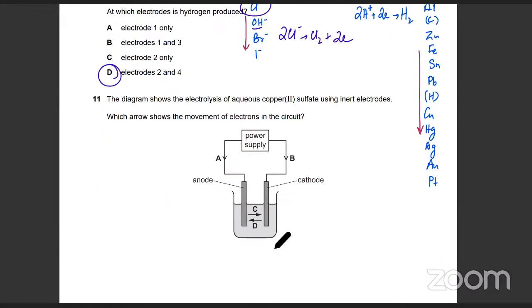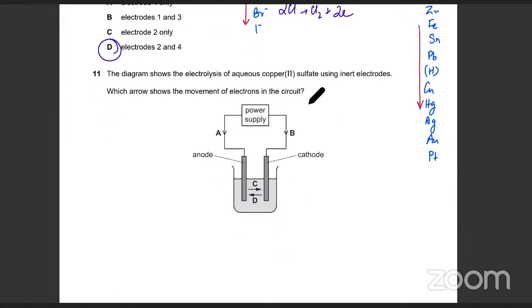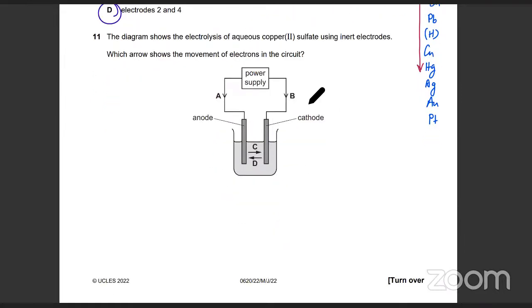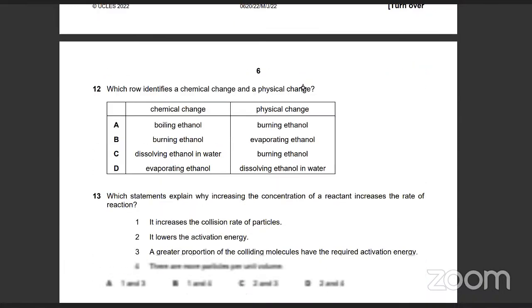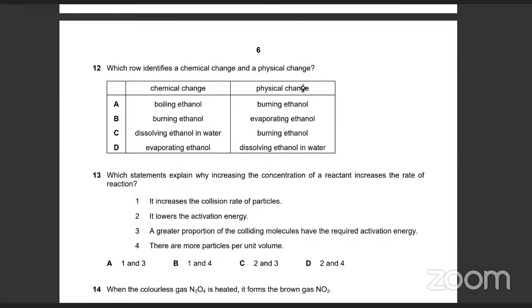Next part. The diagram shows the electrolysis of copper sulfate using inert electrodes, which shows the movement of electrons. So it will be B because that's the cathode. Electrons come towards the cathode, right? Is that clear? Yes. Okay, which one identifies a chemical change and a physical change? What's the answer?